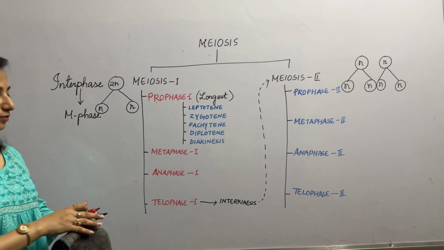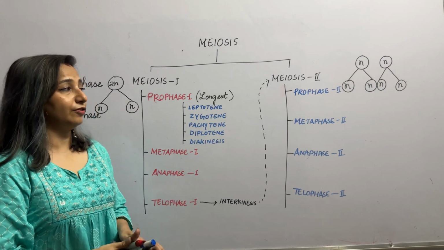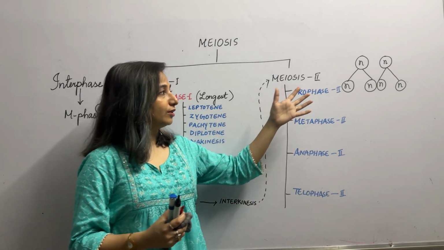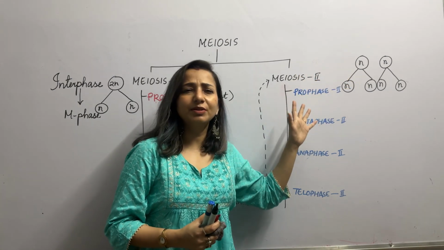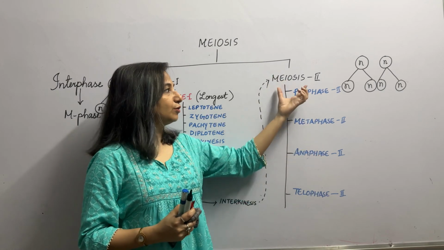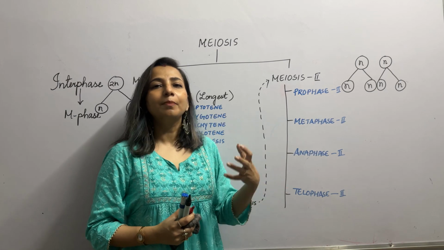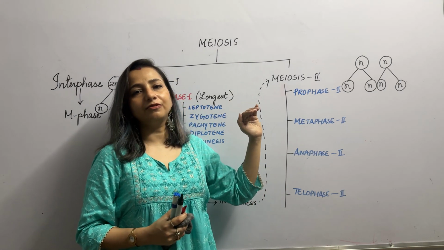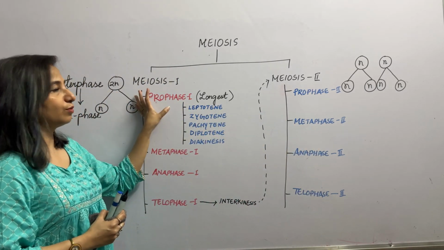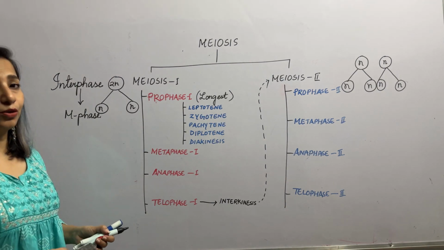Clear? Now if you talk about meiosis 2, you must have seen what I have written: prophase 2, metaphase 2, anaphase 2, telophase 2. In fact, if you look into this diagram, don't you think it's a bit similar to mitosis? Yes, in fact, the physical process of meiosis 2 is similar to mitosis only. Whatever we have studied in mitosis, exactly those kind of physical processes will happen during this phase. So the actual reductional phase is which one? Meiosis 1. Now let us begin with meiosis 1.